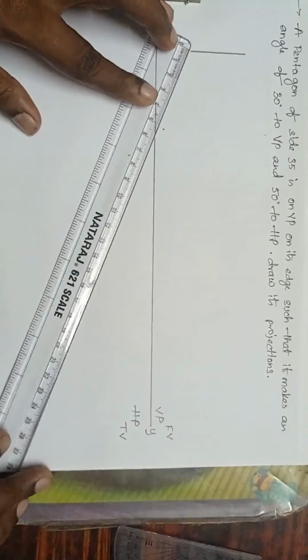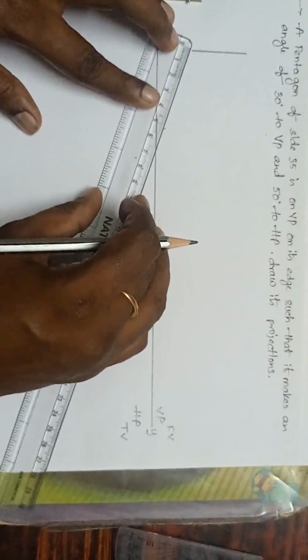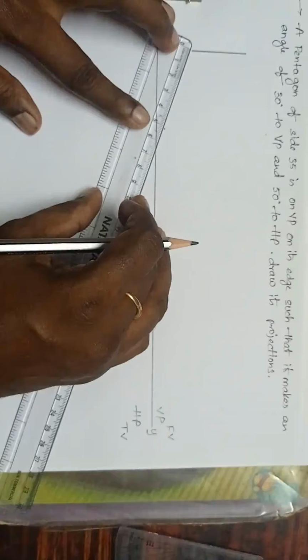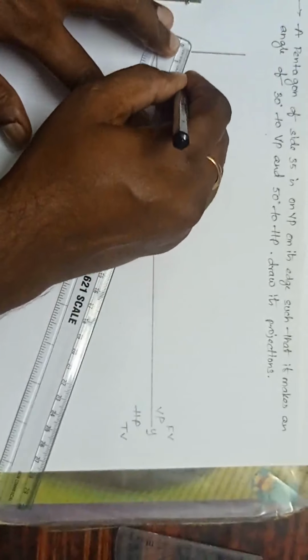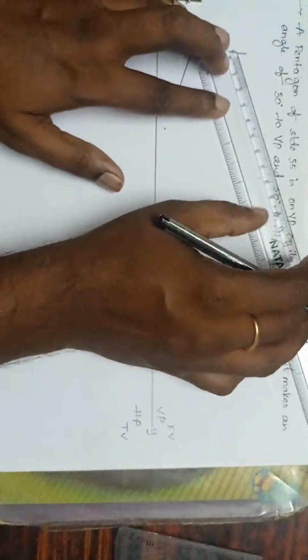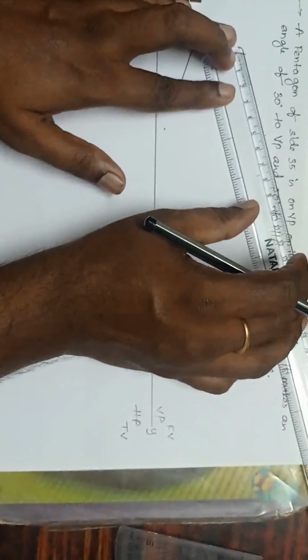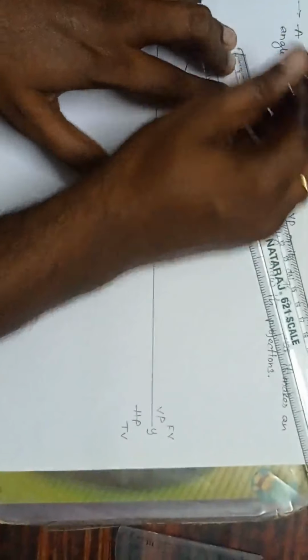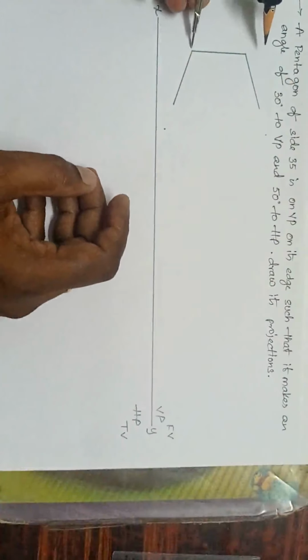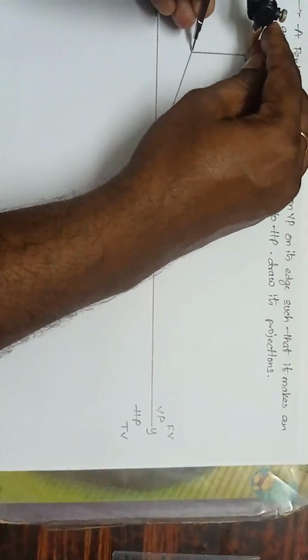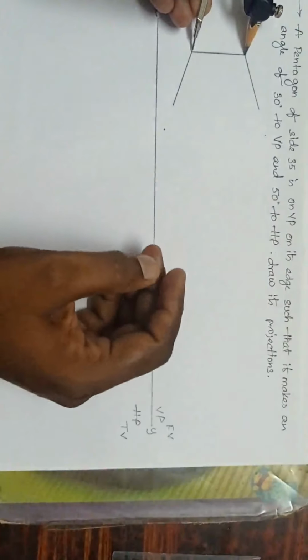Fine. Side how much? That is 35. Okay, this is 35 and this is also 35. Done. Next what to do? Take this length which is 35. Take this length which is 35.